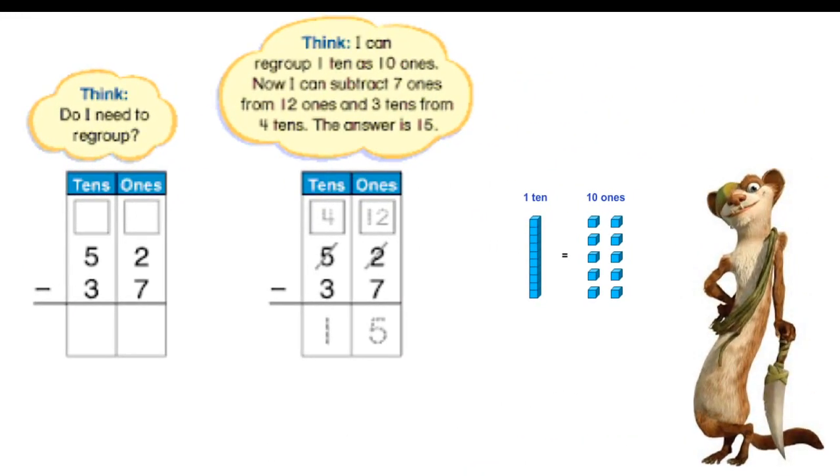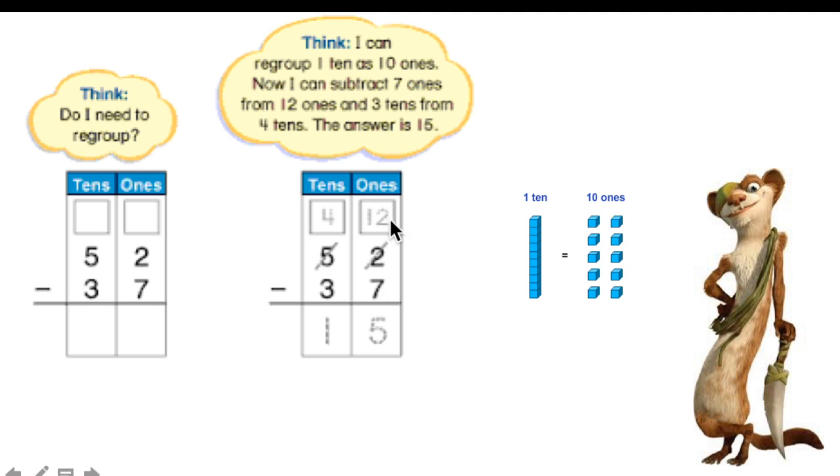Okay, here is one more example. If you have 52 take away 37, 7 is a greater number, it's a bigger number on the floor. So we need to go and borrow next door. The next door neighbor will give me a group of 10 because this is groups of tens. The groups of tens from 5 will become 4 and I will have 10 plus 2 which equals 12.